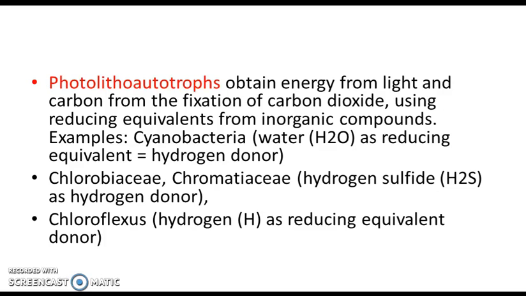Next are photolithoautotrophs, in which the energy is obtained from light, photo meaning light, and carbon from the fixation of carbon dioxide, using reducing equivalents from inorganic compounds. For example, cyanobacteria, in which water acts as the hydrogen donor, the reducing equivalent. Next are Chlorobiaceae and Chromatiaceae, with hydrogen sulfide as the hydrogen donor. Another example is Chloroflexus, in which hydrogen is used as a reducing equivalent.